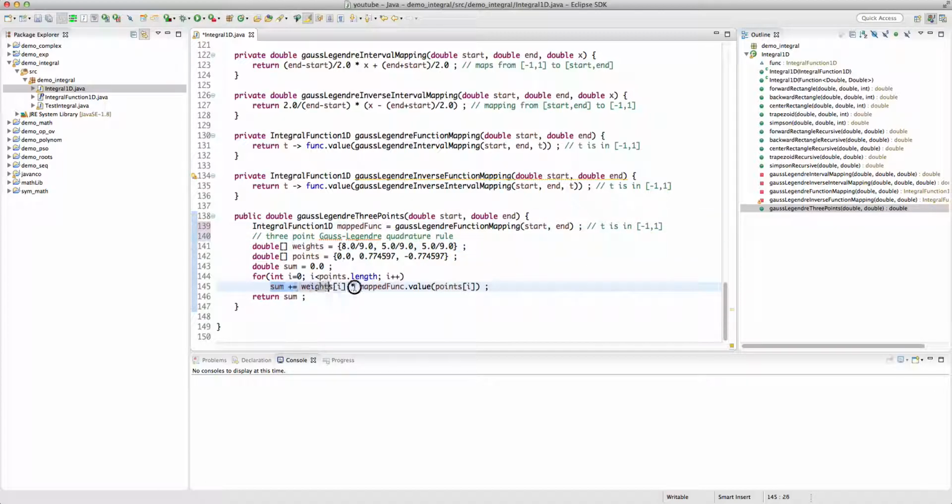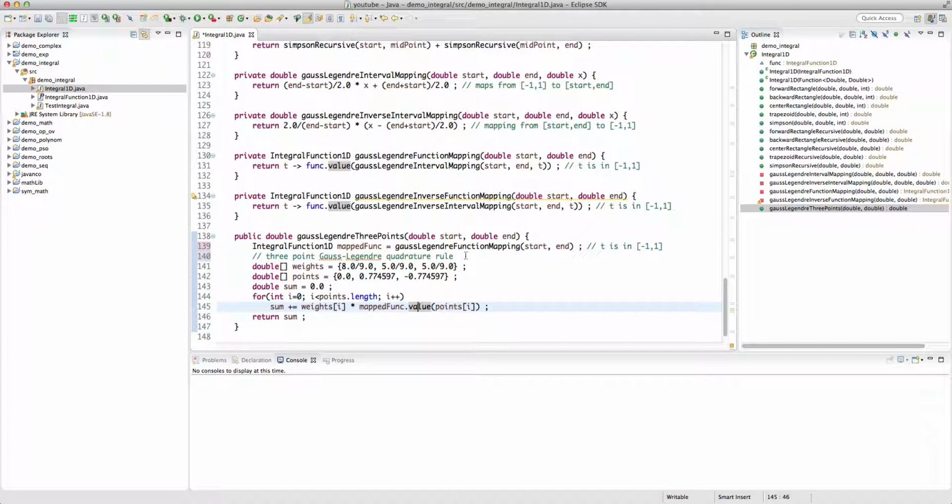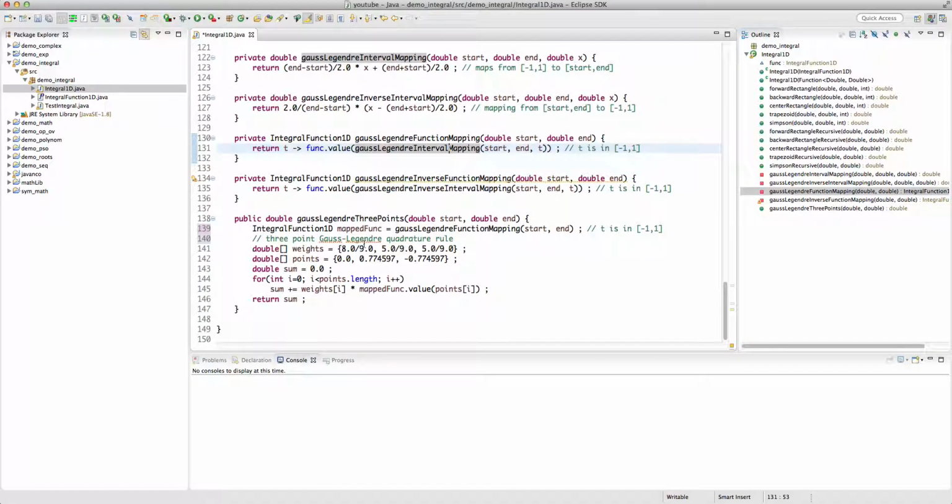So this summation, weights times the value of the mapped function at these points, gives us the integral of this mapped function over -1 to 1. Because we mapped the interval, it's equivalent to calculating the integral of the function over the entire interval, start to end.